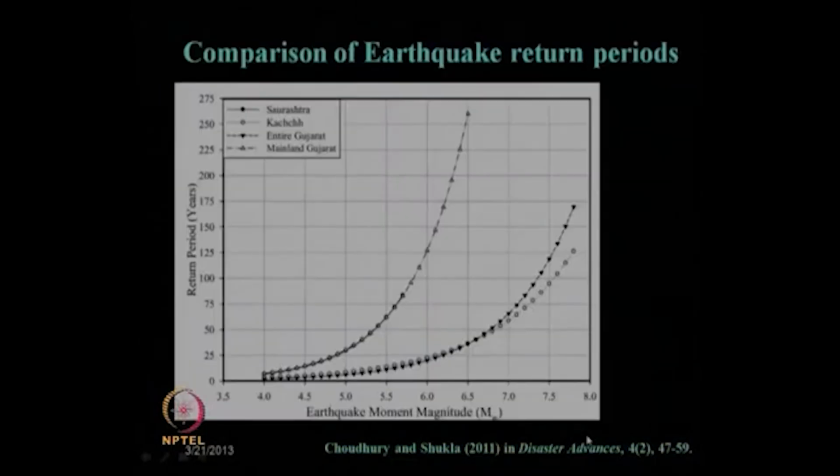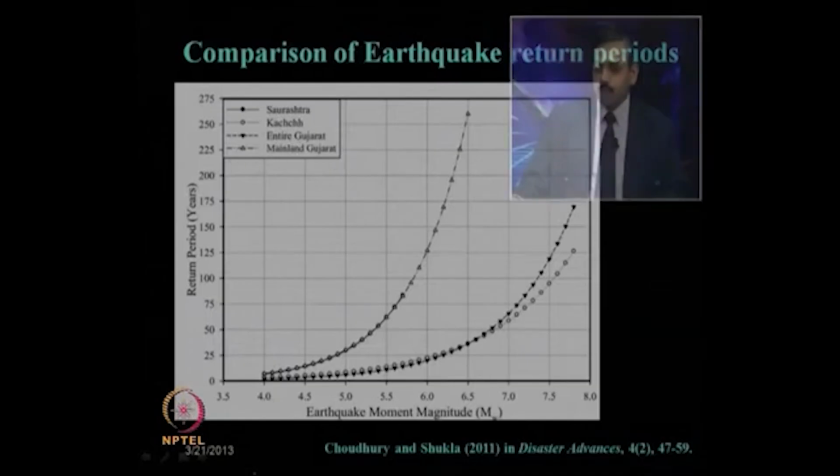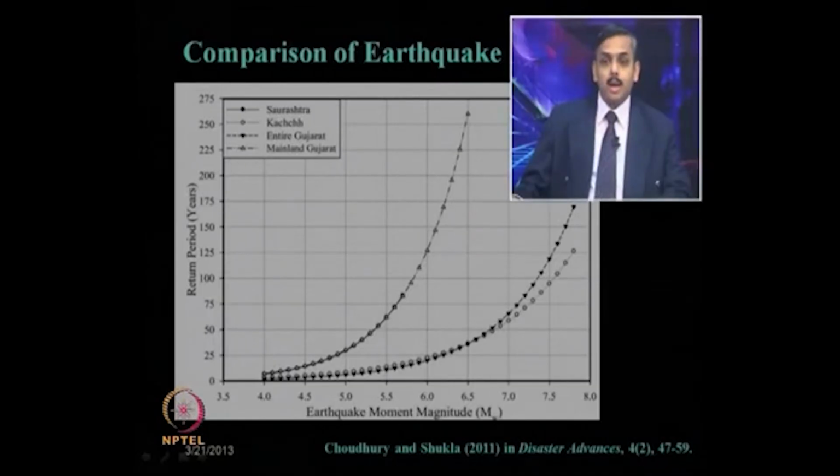Now, let us compare these various earthquake return periods for different regions of Gujarat, like return period in year units, and this is for earthquake magnitude Mw above and equal to 4, what we have taken initially. So, for the Saurashtra region, Kutch region, entire Gujarat and mainland Gujarat, graphs have been shown over here. The detail about this study can again be obtained in this journal paper.